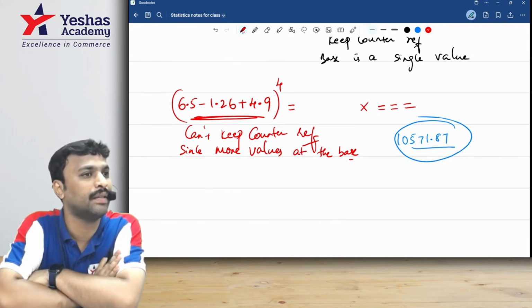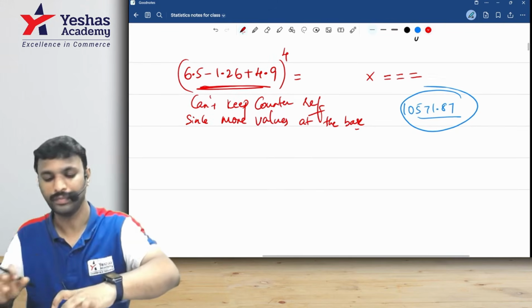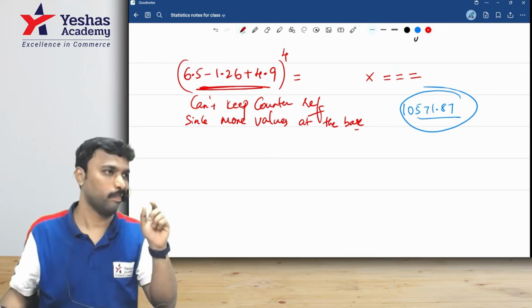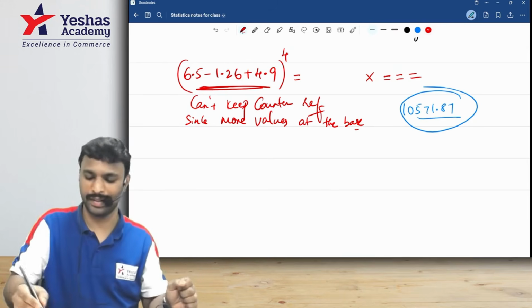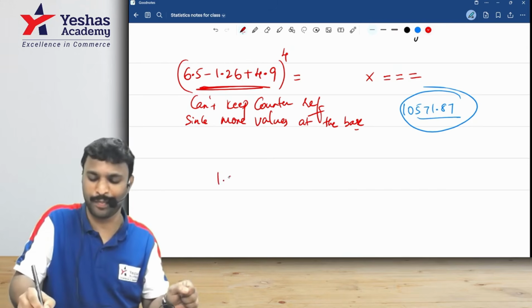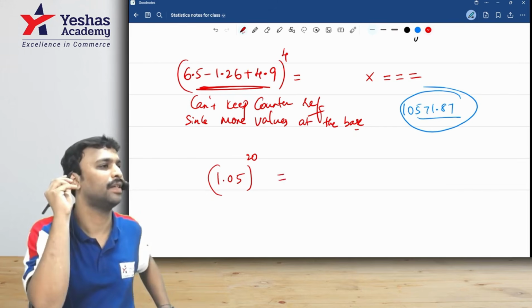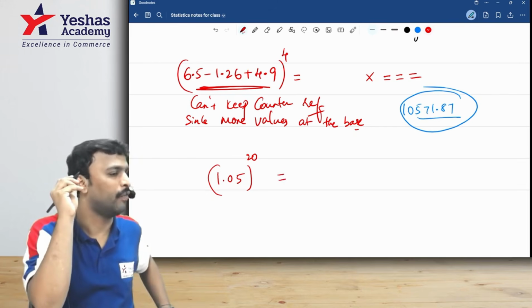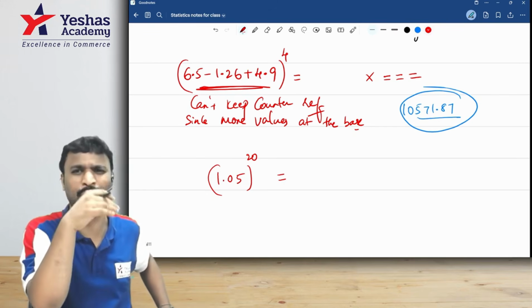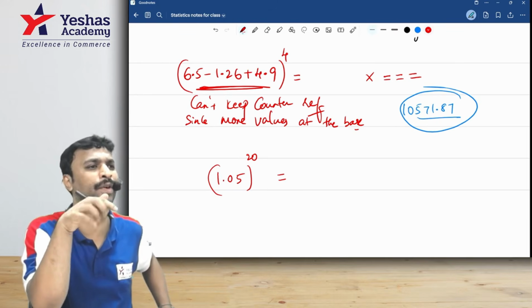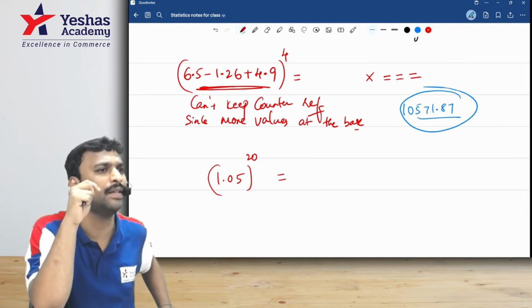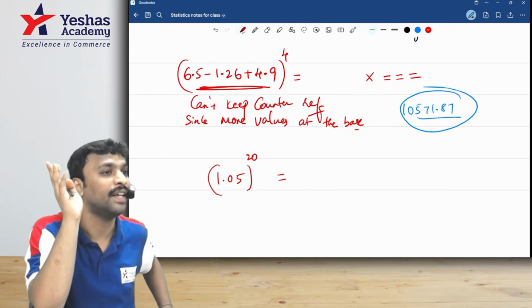Done, everybody? Okay. Now, I want you to observe this. Suppose it is 1.05 to the power 20. Can you keep the counter reference? Is it required that you keep counting the number of times you're pressing the equal to button? That is more time consuming, right? If you miss a count, gone.